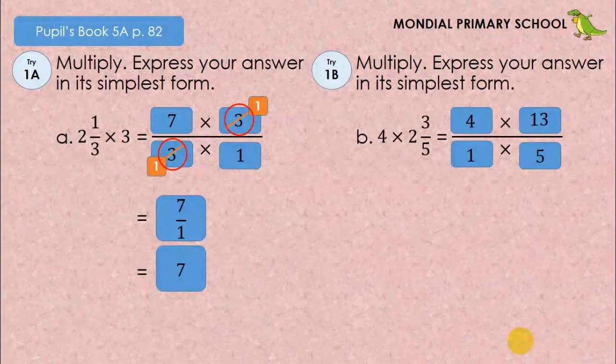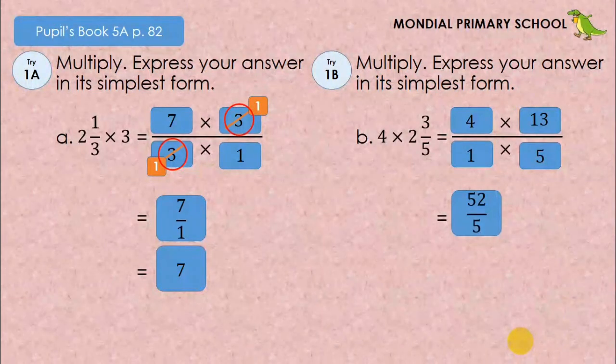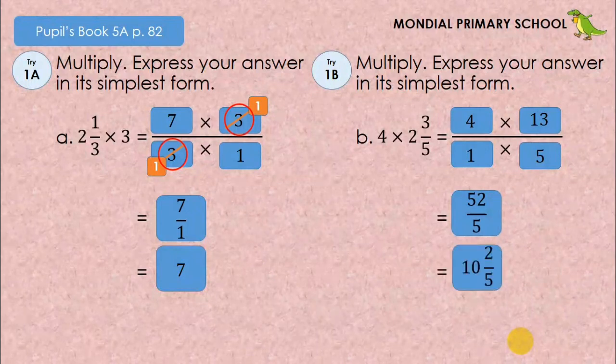Then, what is 4 times 13? 52. Nice. Next, what is 1 times 5? 5. Good job. So, the product of 4 and 2, 3 out of 5 is 52 out of 5. As it is not a proper fraction, then you have to express the product as a mixed number in its simplest form. So we can write 52 out of 5 as 10, 2 out of 5.